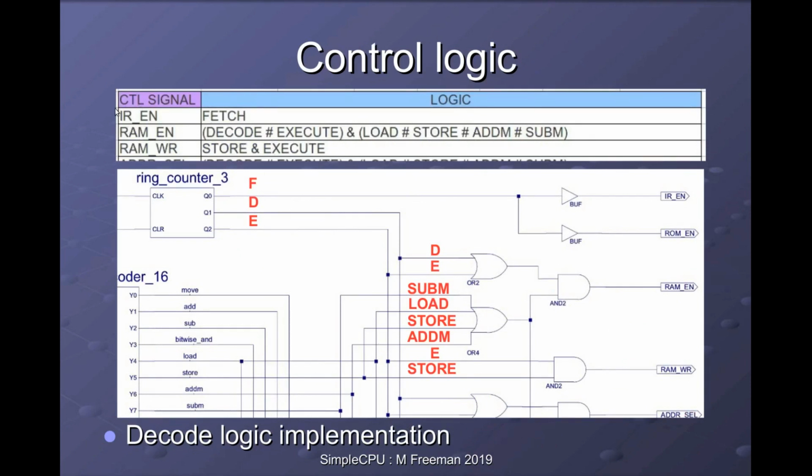So if we take the instruction register enable signal, you can see that's just driven by fetch, and that's what we've got here. So from our ring counter, the Q0 output, which indicates that we're doing a fetch, is just routed through a buffer to that instruction register enable signal.